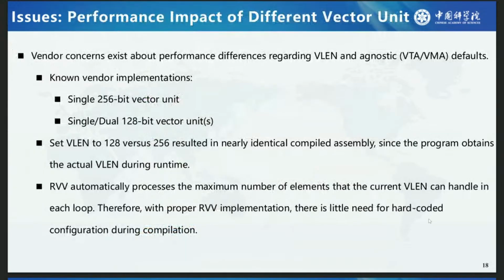The second is testing the performance impact of different vector units. Vendors are concerned about performance differences regarding the vector length and the agnostic default settings. As we all know, we have met different kinds of vector implementations: a single 256-bit vector unit and a single or dual 128-bit vector unit. We set the vector length to 128 and 256, and got almost the same result. That means RVV automatically processes the maximum number of elements that the current VL can handle in each loop. Therefore, with a proper RVV implementation, there is little need for hard-coded configuration during compilation. That is good news.